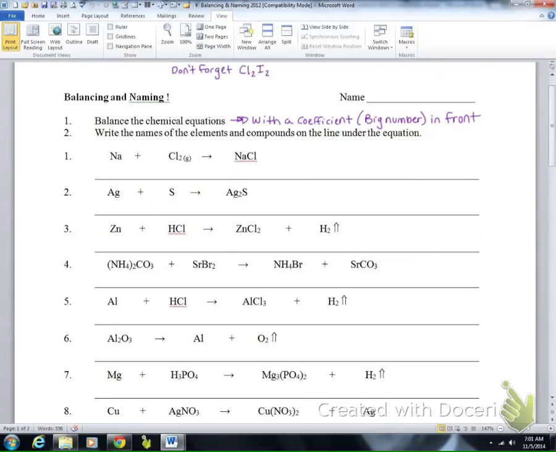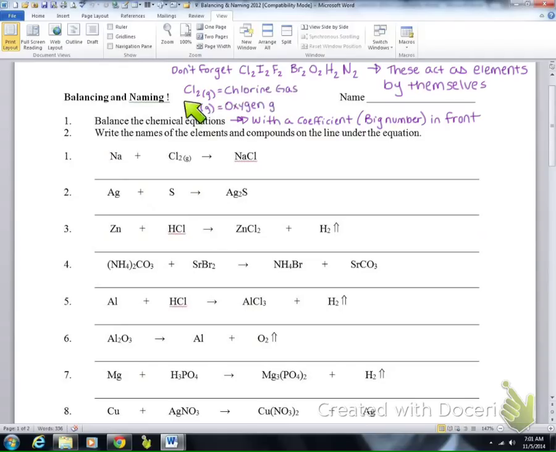So don't forget our Cliff-Brauns here. This is a good reminder to rewrite on this piece of paper. And these guys act as elements by themselves. So for example, if I have Cl2, that's chlorine gas, that's not chloride. If I have O2, that's oxygen gas, that's not oxide. Think about it this way, we don't breathe in oxide, we breathe in oxygen gas. So don't forget on your Cliff-Brauns that we treat those as elements by themselves.